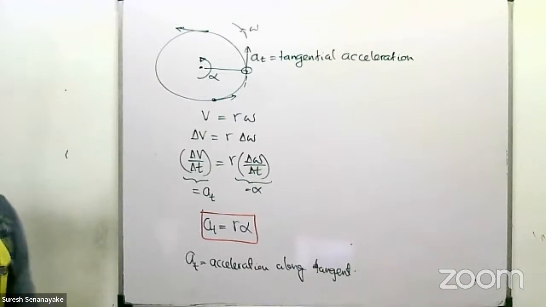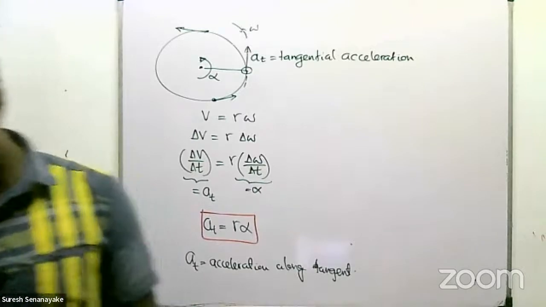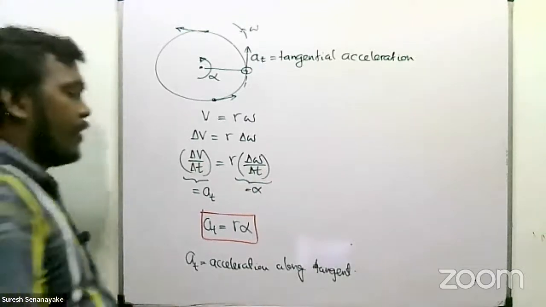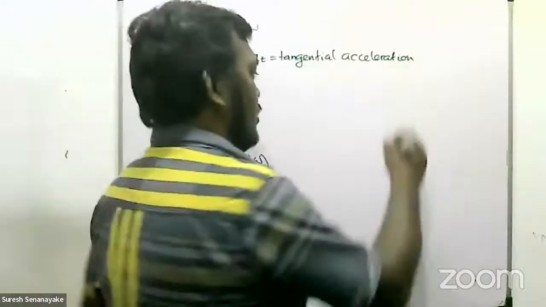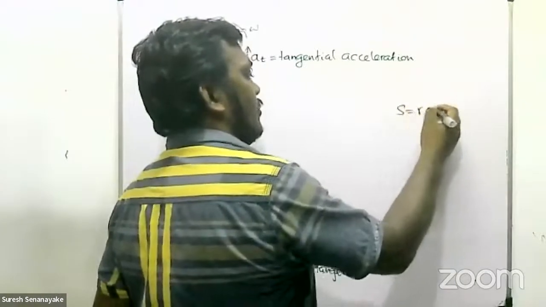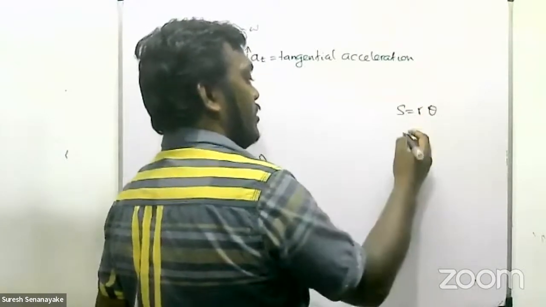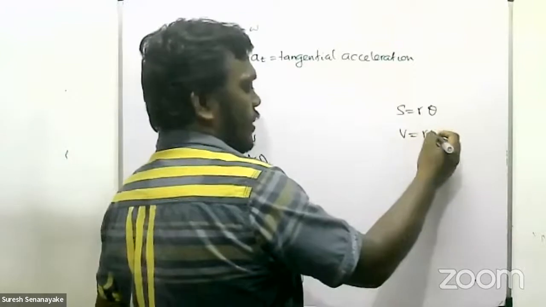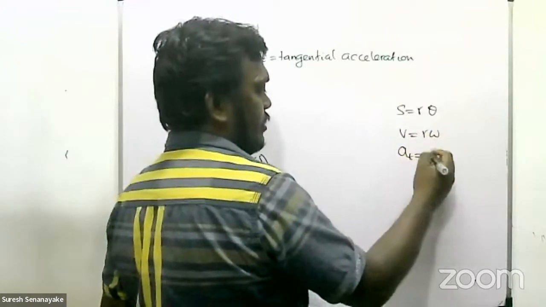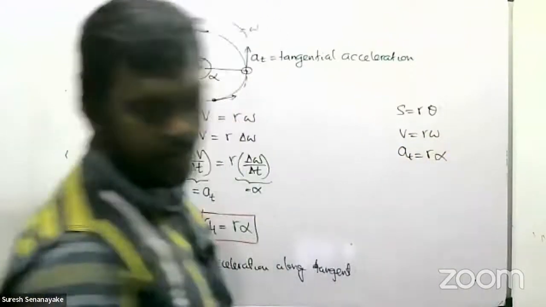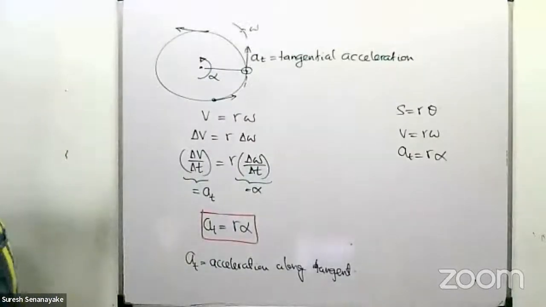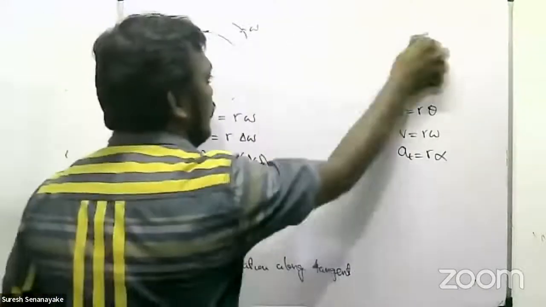Okay, then I erase. Now you know the relation S equals R theta, that is the displacement relation, the velocity relation V equals R omega, and the acceleration relation a_T equals R alpha. Three relations, you know, right?